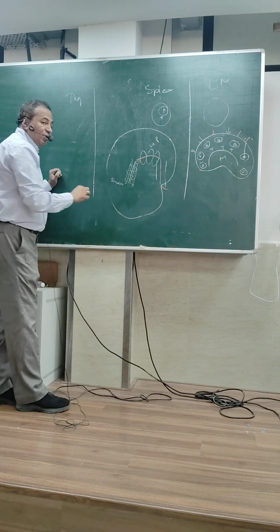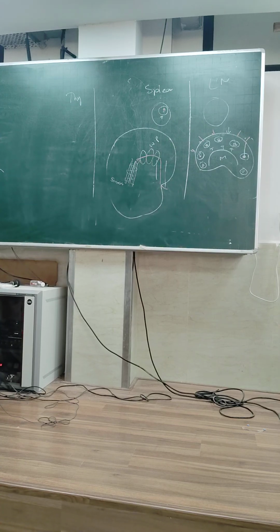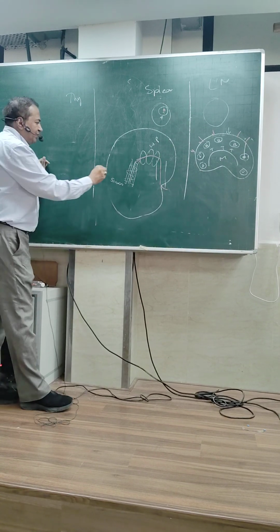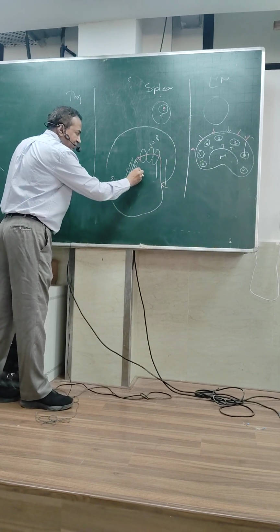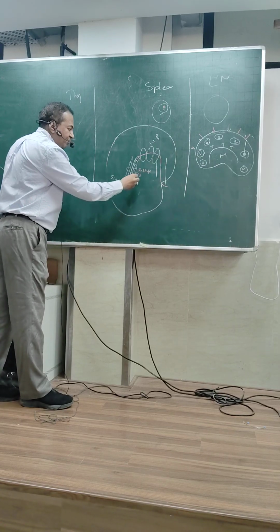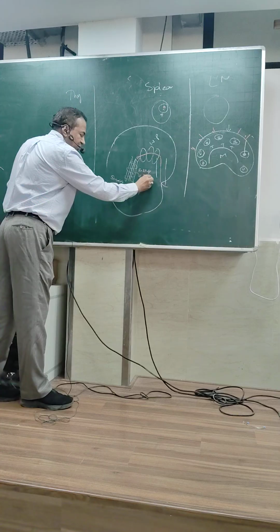This sinusoid wall has gaps. Everybody is with me? तो कोपऱ्यातला मुलगा? These sinusoids have gaps. Through these gaps, the RBCs come into the splenic pulp, and here there is the red pulp. So what has the red pulp? Red pulp has macrophages. Red pulp has monocytes. Okay?